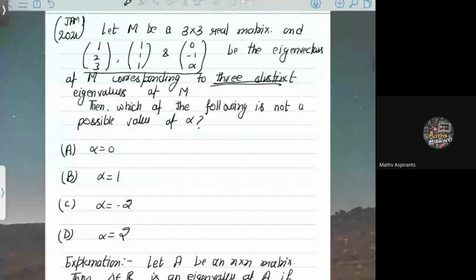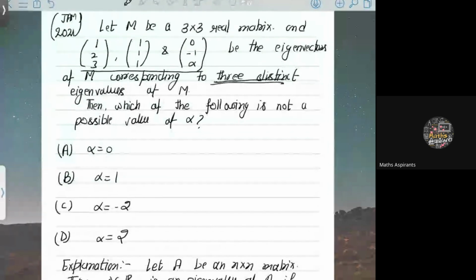Okay. So now in this question, we are given three distinct vectors, I mean, 3×1 matrices. And they ask us whether they are the eigenvectors or not, and if they are, for which value it is possible that these three are the eigenvectors, and for which value of alpha this cannot be an eigenvector. So one property a set of eigenvectors should satisfy, as we saw now, is that the set should be linearly independent. So to know which is not a possible value of alpha, we should look at for which value of alpha this set is not linearly independent. Okay, so this is what we will do now.